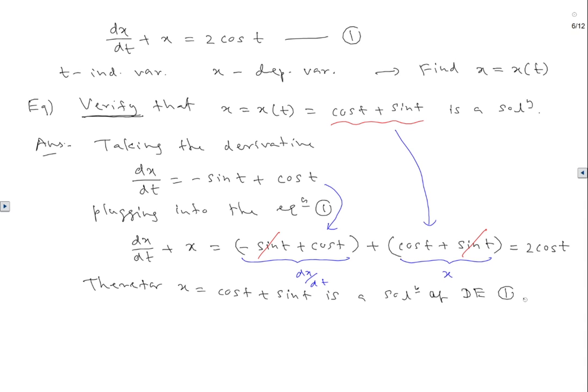So let's do another one. How about this one? Again, we can check that.